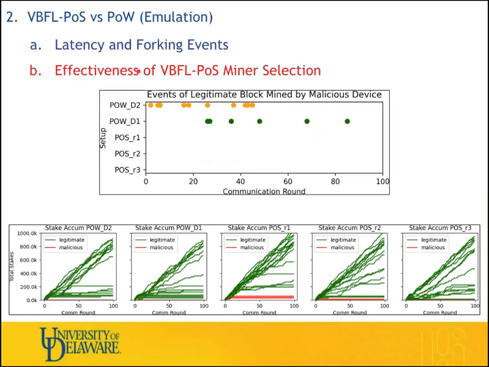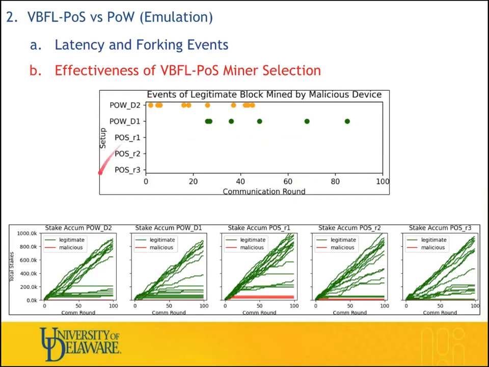We can see the effectiveness of VBFL POS miner selection by comparing it with the miner selection of POW, because POW does not rely on stake to pick the winning miner. In this first figure, a dot represents that a malicious device was selected as the winning miner at that communication round. It is observed that our POS miner selection works surprisingly well by never picking a malicious device as the winning miner across all 100 communication rounds. Well, for both POW executions, there were some such events.